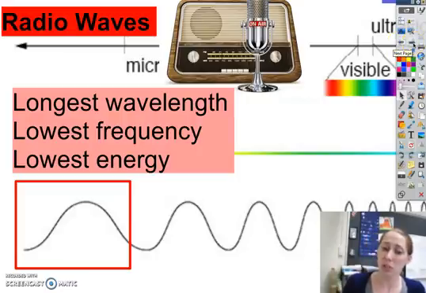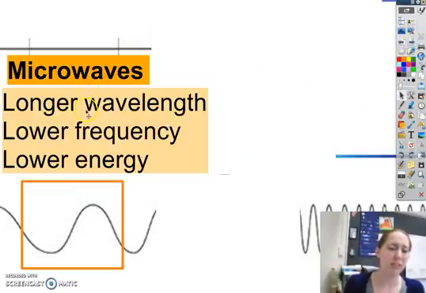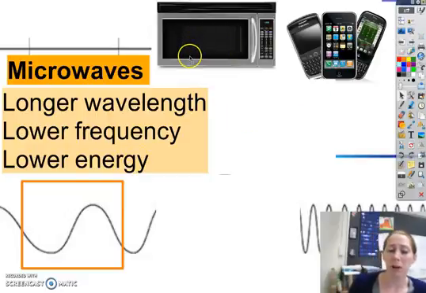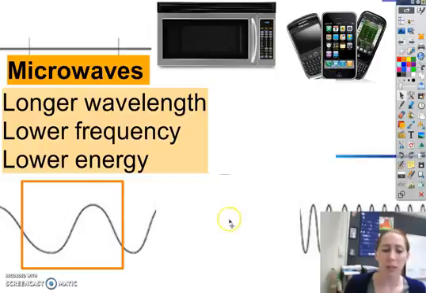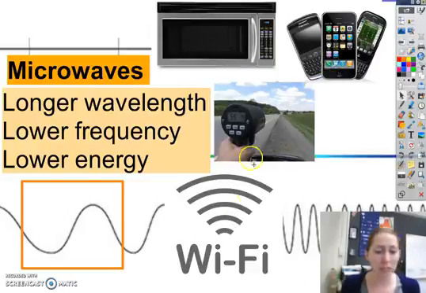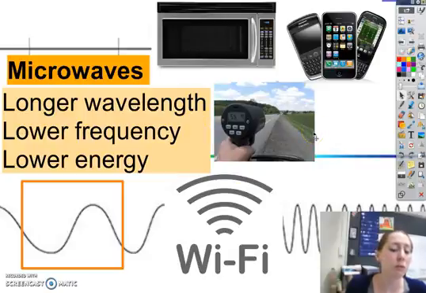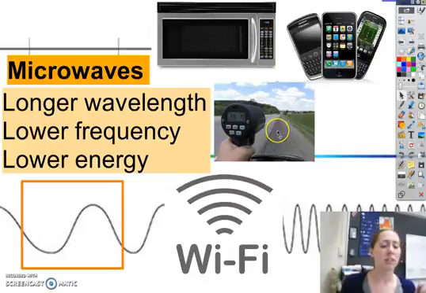So a little bit shorter in their wavelengths are microwaves. They have a longer wavelength than visible light, but shorter than radio waves. They have a lower frequency and a lower energy. And when you think of microwaves, you probably think of your microwave oven, but you should also think of your cell phone, you should think of Wi-Fi, and you should also think of radar guns that you use to clock speed. So if you ever get pulled over for a speeding ticket once you start driving, don't speed. But if you do, this is how they would have determined your speed. Or if you watch baseball and you see the speed of the pitches or the hits, this is how they figured out with a radar gun measuring microwaves.